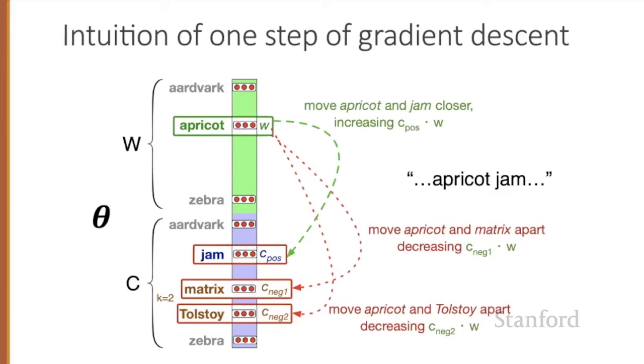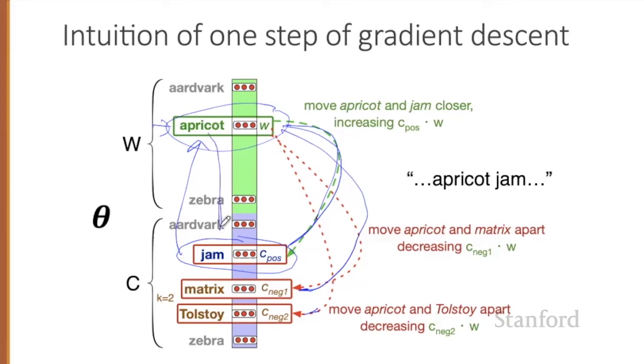Let's look at the intuition of one step of gradient descent. The skipgram model tries to shift the embeddings so the target embeddings, here's the target word apricot, we want to shift it to be closer with, meaning have a higher dot product with, the context embeddings for neighboring words. And let's say here, that's the word jam. Jam is a neighboring word. We want it to look closer to apricot. And we want the embedding for apricot to move to be further away from our context embeddings for our noise words, so our matrix and Tolstoy. So apricot's going to move closer to jam and further from matrix and Tolstoy.